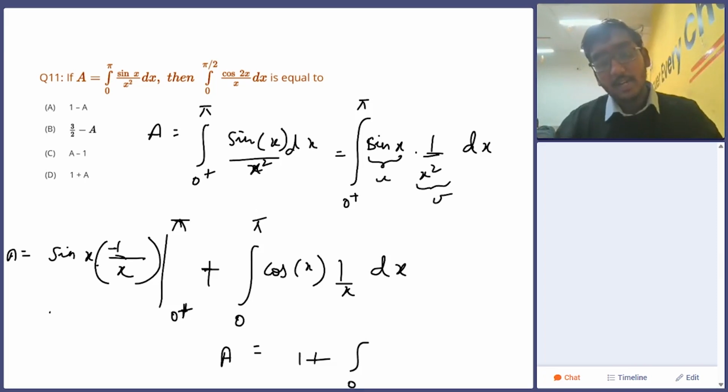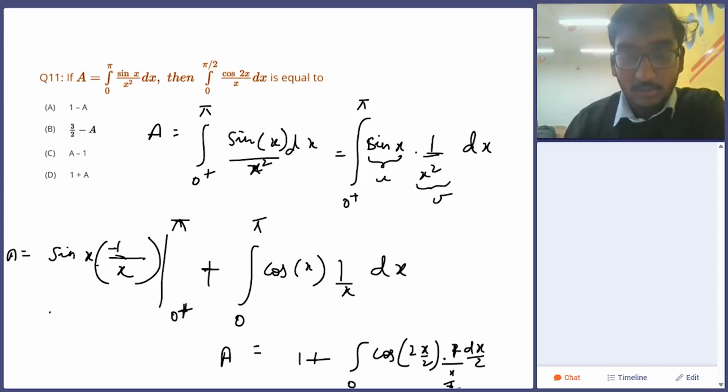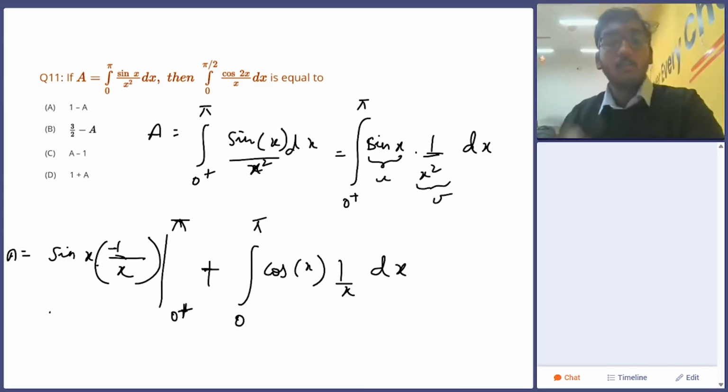You just write this x as 2 times x upon 2, into 1 by x, you can write it as dx divided by 2 into 1 divided by x by 2. In this way you can write it. I will rewrite it in the next slide. So this is what you have written. This definite integral you have already evaluated and found it to be 1. So this particular value you have to evaluate now.